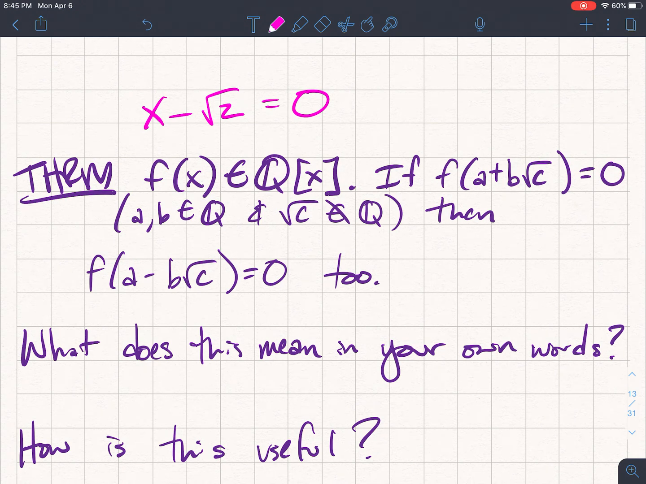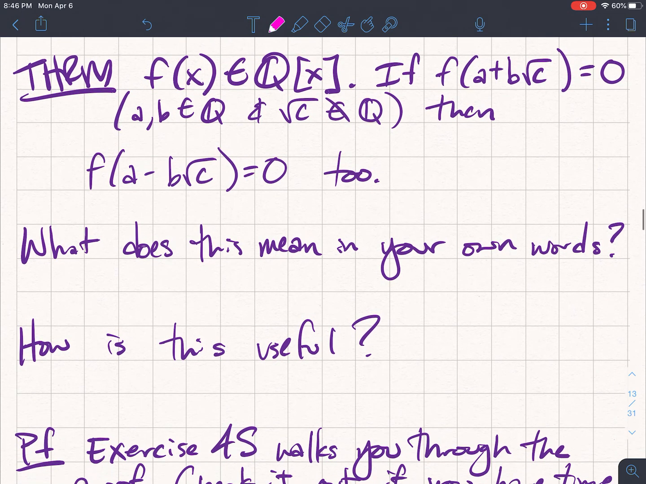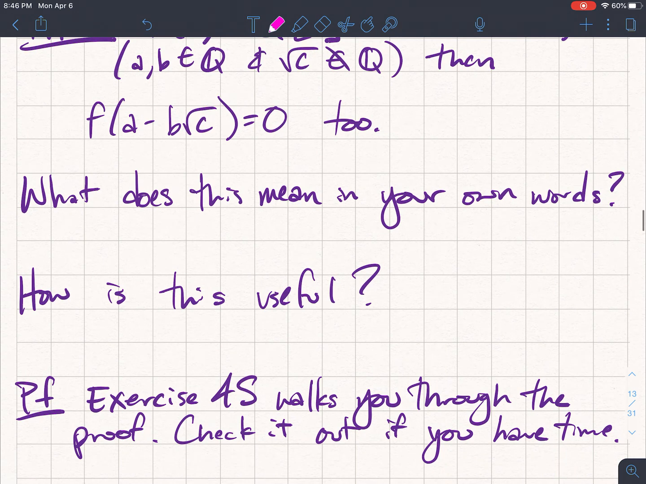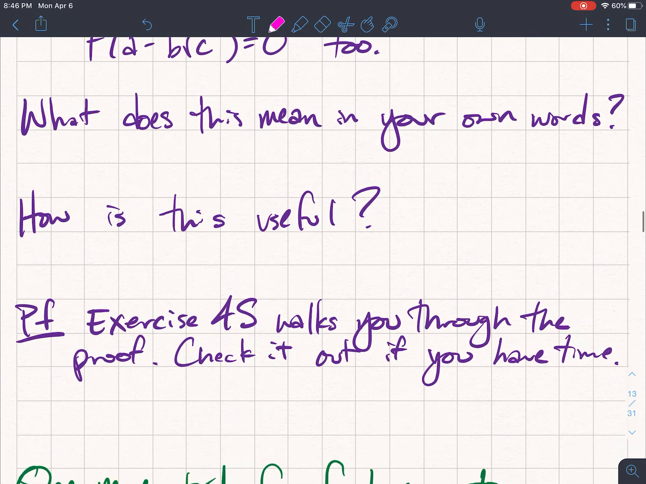Okay, welcome back. How is this useful? It's useful the same way the other one's useful. If I have one root that looks like that, I know another one automatically. Just change the sign in the middle there. The proof of this, exercise 45 in your book, walks you through the proof step by step. Check it out if you have time. It's pretty cool, but I'm not going to go through it here.